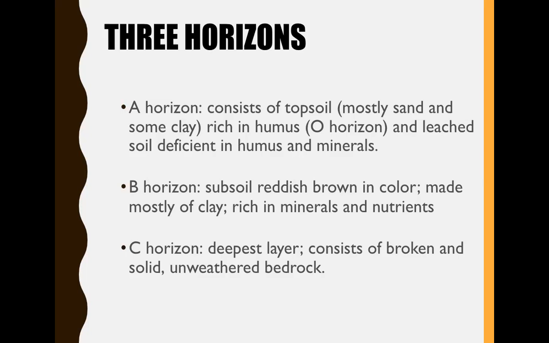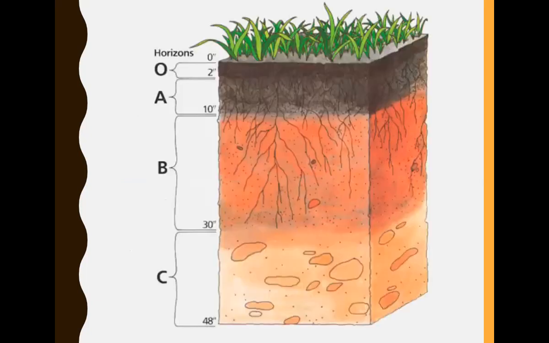So if it's unweathered, what does that mean? Because we talked about weathering, and weathering does what? It breaks it down. So these are the opposite, if they're unweathered, they're not broken down, okay? So this is what this looks like. So you've got your A, B, C. So your topsoil, subsoil, and then the rock underneath.